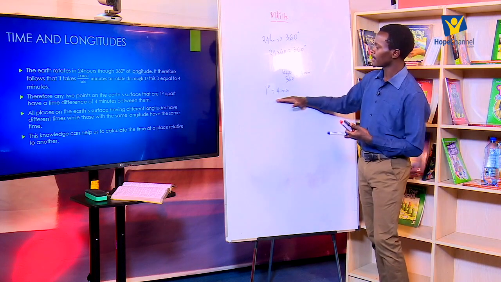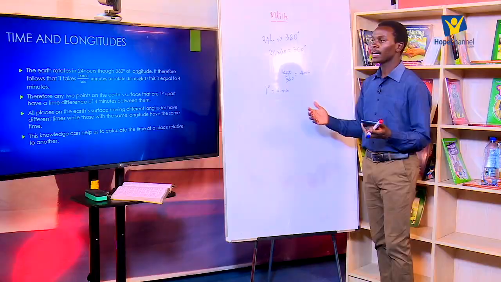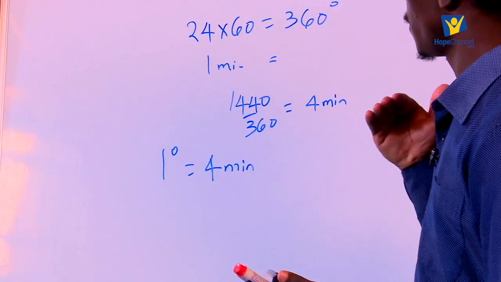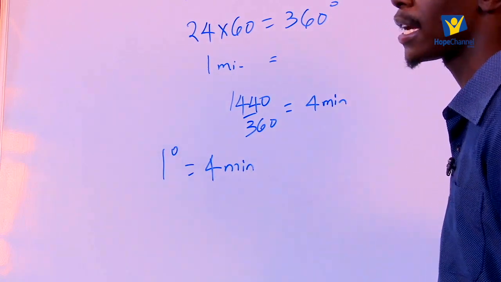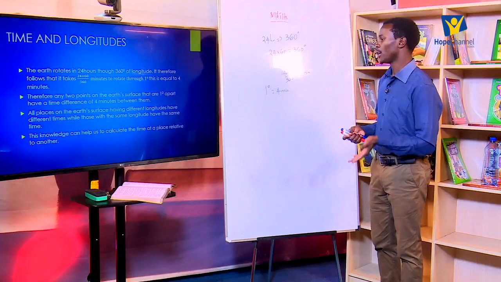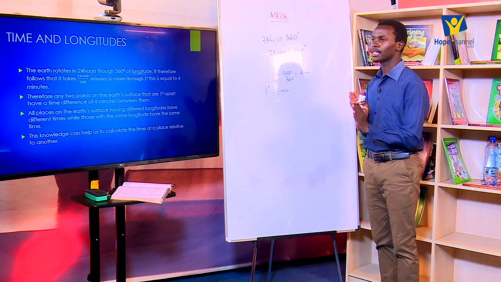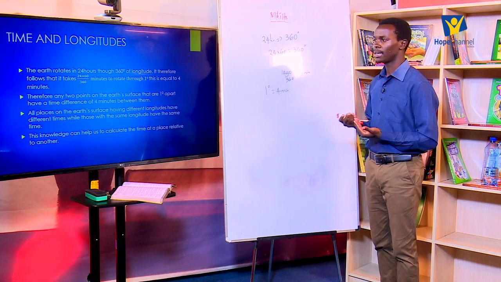Now because places on the Earth's surface have different longitudes, we are going to use this relation here to get the different times of places on the Earth. You need to know that places which have different longitudes have different times. Like for example, the time in Kenya is very different from the time in West Africa, because we are not in the same longitude. But a place on Earth that has the same longitude as we are in Kenya has the same time as we have, because we are in the same longitude.